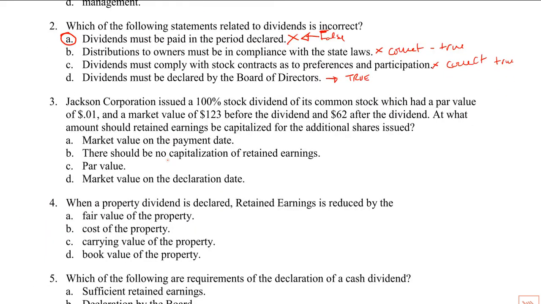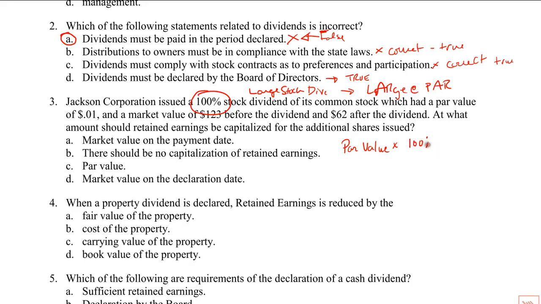Number 3. Jackson Corporation issued a 100% stock dividend, which had a par value of 1 cent and a market value of $123 before the dividend and $62 after the dividend. At what amount should retained earnings be capitalized for the additional shares issued? First of all, this is a large stock dividend, and large is at par value. So we don't care about the market value. At what amount should retained earnings be capitalized? In other words, by what amount are we going to reduce retained earnings? It's the par value times the number of shares issued.